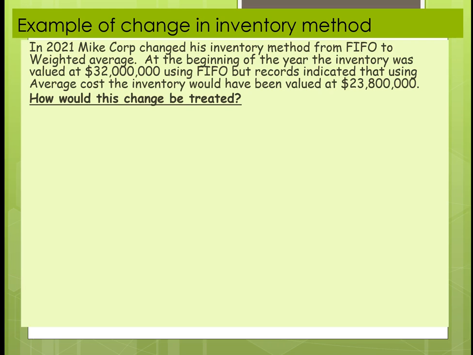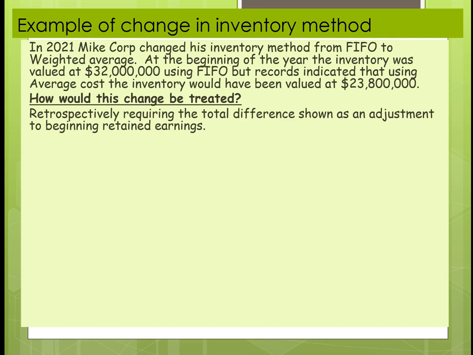So now let's take a look at an example. In 2021, my corporation changed its inventory method from FIFO to weighted average. At the beginning of the year, the inventory was valued at $32 million using FIFO, but the records indicated that using average cost, the inventory would have been valued at $23.8 million. Now, this would require retrospective treatment, requiring the total difference shown as an adjustment to beginning retained earnings. That's your journal entry right there. Also, if you show 3 years, you'd have to restate the 3 years.